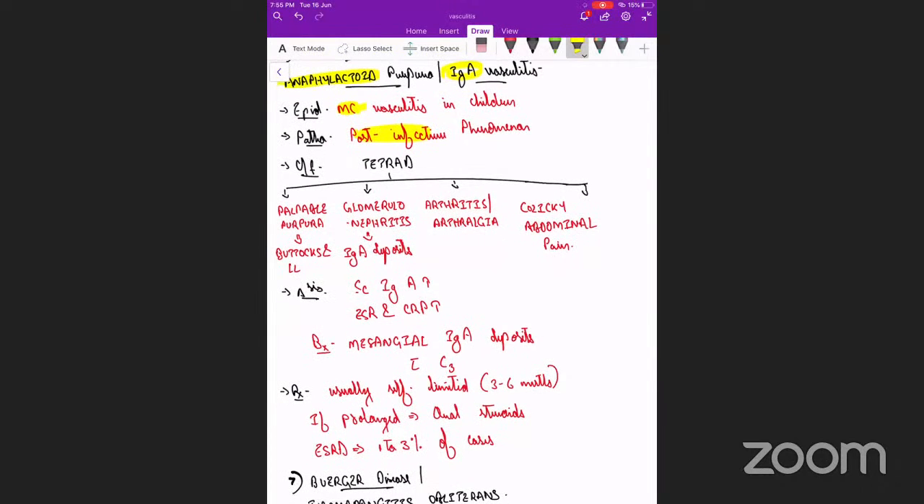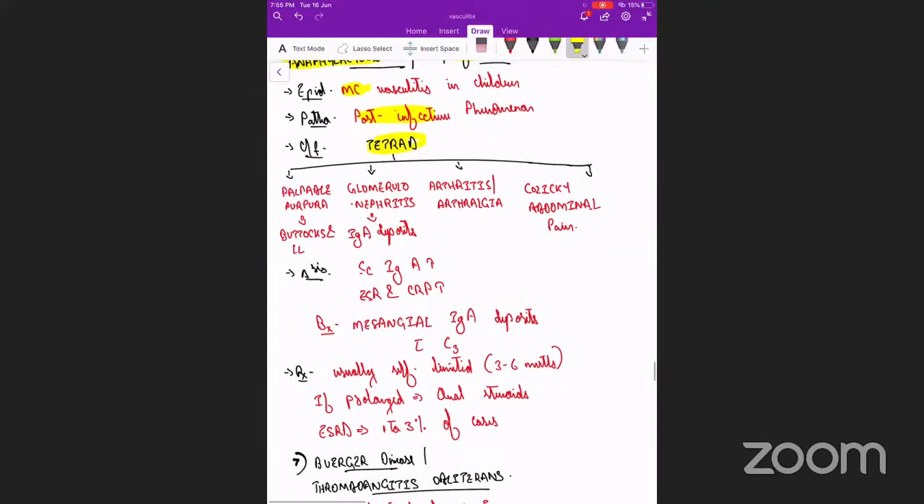Antigen antibody complexes go and deposit. So if it is infective, antibodies against the infection, those antigen antibody complexes go and deposit, cause the damage. Classically diagnosed by the tetrad. What are the tetrads? One is involvement of skin, which leads to palpable purpura. Usually, most common in distribution is buttocks followed by lower limbs. Then glomerulonephritis can be there, usually IgA nephropathy takes place.